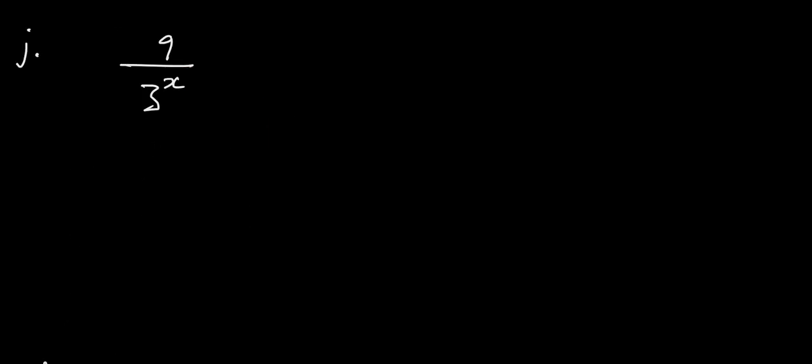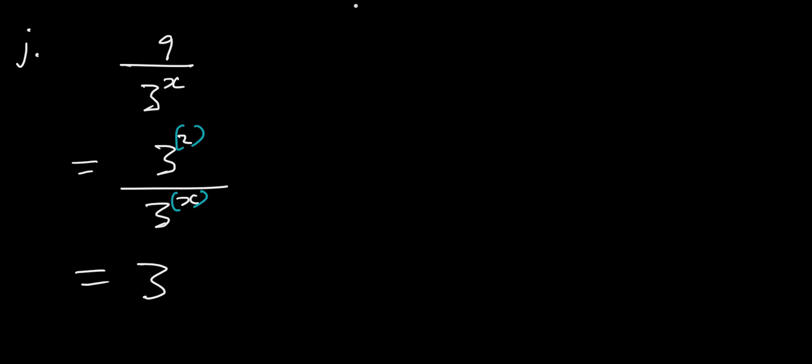All right, here we have 9 over 3 exponent x. So the first thing is to change 9 to 3 exponent 2 over 3 exponent x. Remember, this is division. We have to subtract the exponent of the denominator from the exponent of the numerator. So first we have to keep the base 3, and this becomes 2 minus x. So this is our final answer to this question.